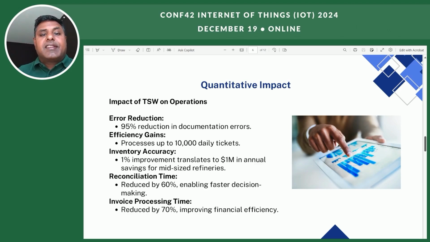We will discuss here the quantitative impact of TSW on operations. Error reduction: 95% reduction in documentation errors. Efficiency gains: processes up to 10,000 daily tickets. Inventory accuracy: a 1% improvement translates to 1 million in annual savings for mid-sized refineries. Time reduced by 60%, enabling faster decision making. Invoice processing time reduced by 70%, improving financial efficiency.